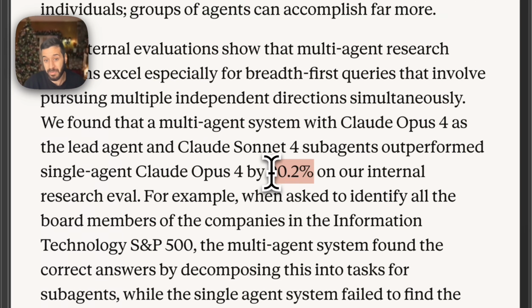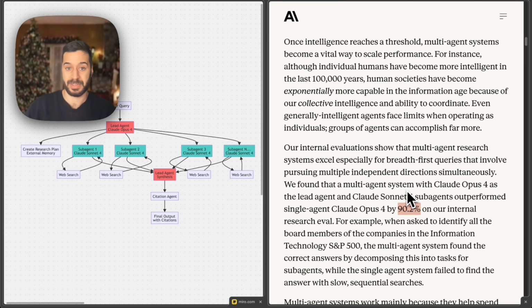Basically, multi-agent system provides 90% performance enhancement based on the internal research evaluation that they have at Claude. So using Claude Code as a lead agent and Claude Sonnet as sub-agent outperformed single Claude Opus agent by 90%. So this is very significant.